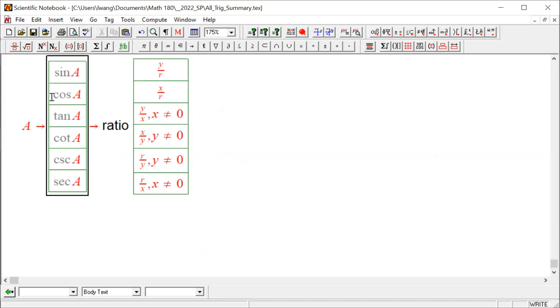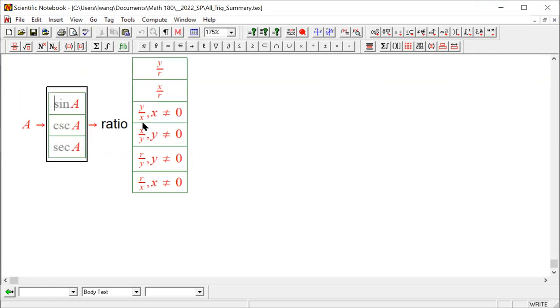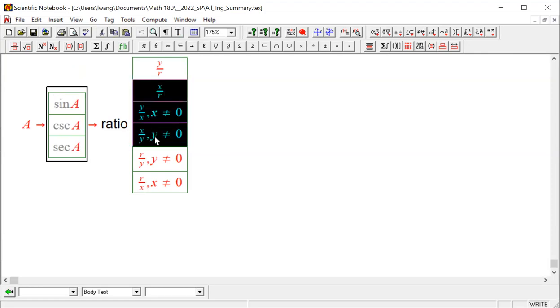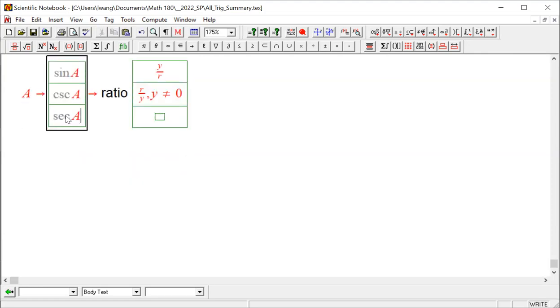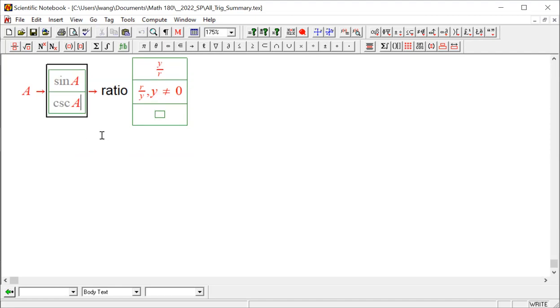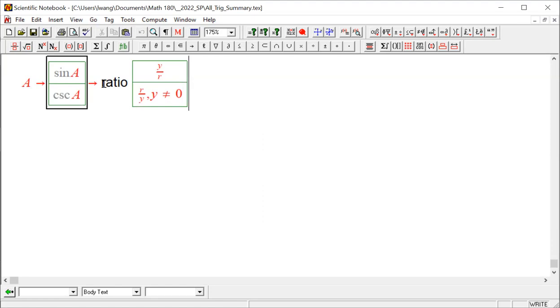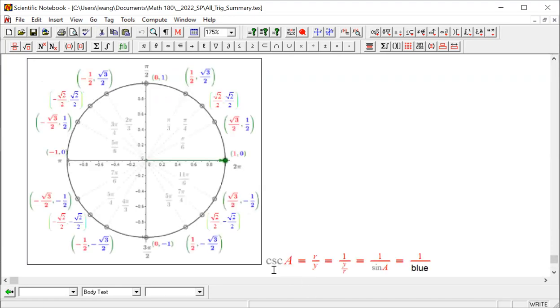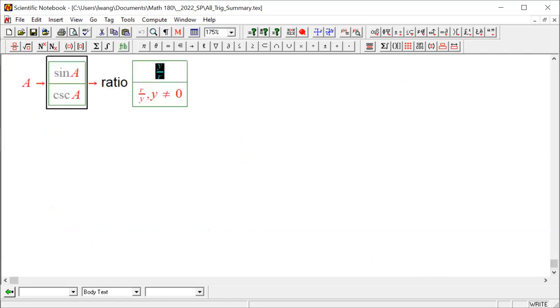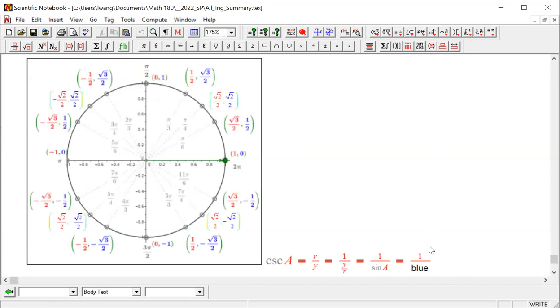Okay, right here you see sine. I'm just going to take the sine and the cosecant. How about that? I don't need anything in between. Just keep it simple, right? They are reciprocal to each other: y over r, r over y. So if you want to find those values for cosecant, you're going to have 1 divided by the blue.